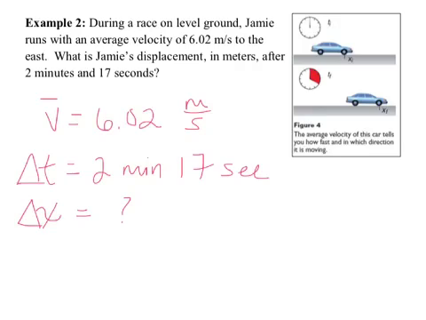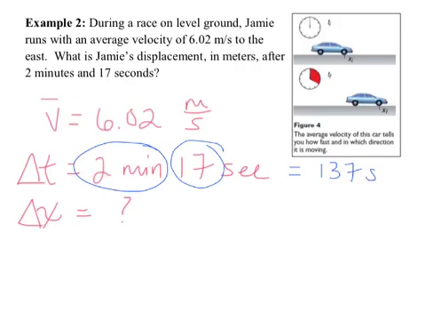Now, notice that the units of velocity are meters per second, so everything's got to be in meters and seconds, and that means that we need to adjust these units. If we realize that a minute is 60 seconds, we have 60 seconds twice, which is 120 seconds, plus these 17 seconds gives us 137 seconds. Check that to make sure. So that's the time we're going to use.